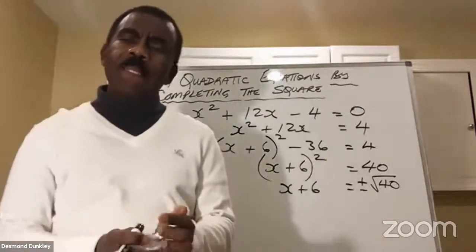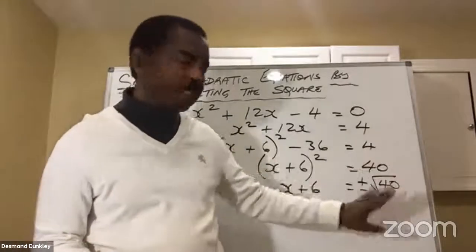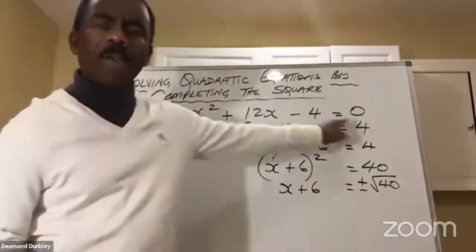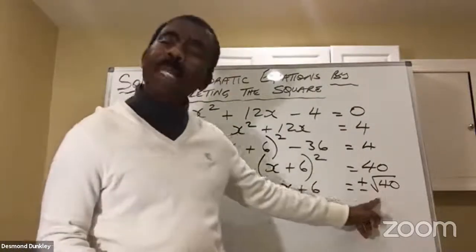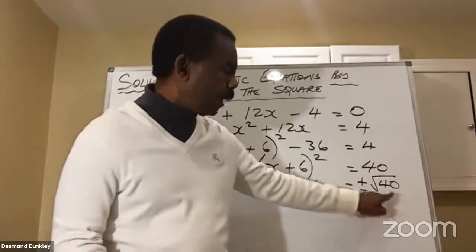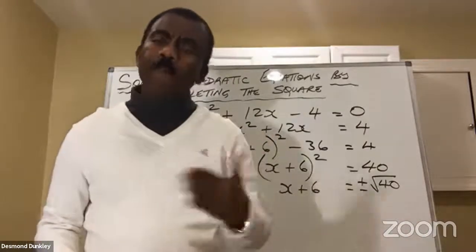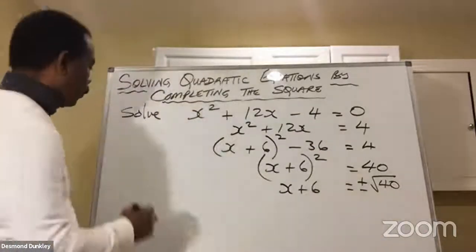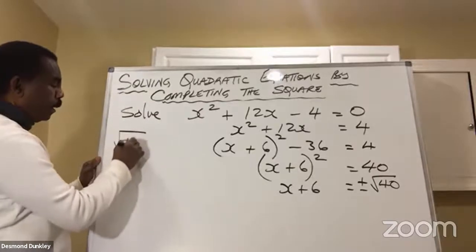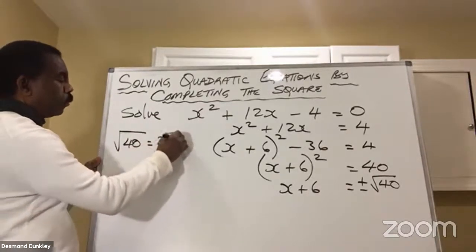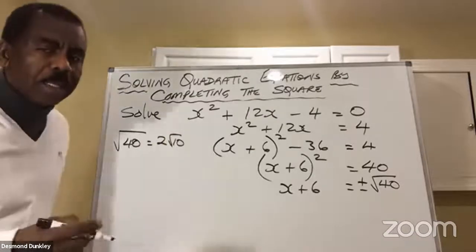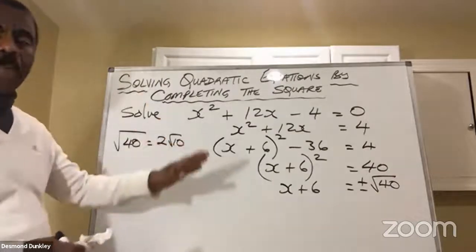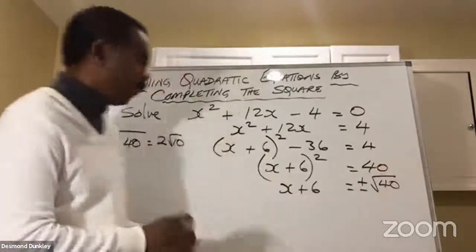In another class, I will show you how to reduce this radical. So right away, you see that this is a question that could not be solved by factoring because you did not get a perfect square. 40 is not a perfect square. You will end up with a decimal, okay? But later on, you will know that that reduced square root of 40 is actually equal to 2 root 10. But I have not taught you that yet. This is for another class. But for now, we just leave it as plus or minus the square root of 40.